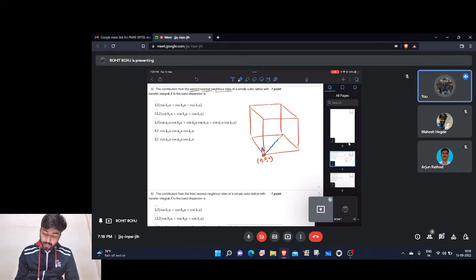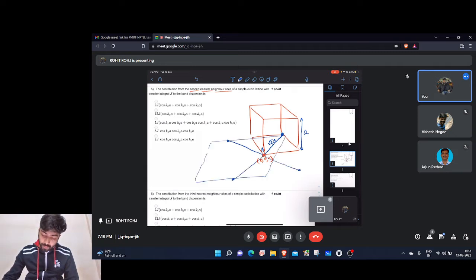So if you go in this direction, this point is separated by root 2 a if the distance is a, and similarly in this direction there will be another point. And if I'm talking about this plane, the horizontal plane, there will be another atom in this position and there will be another in this position. So just like the previous problem, let me take a different color.